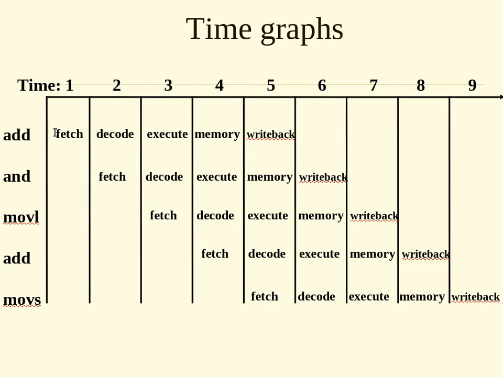Here's a time graph. Notice that we are fetching an instruction every cycle, and then once the pipeline gets full, we're completing them or writing them back every cycle. So the idea is that as the number of cycles increases, our CPI, or our cycles per instruction, will approach 1.